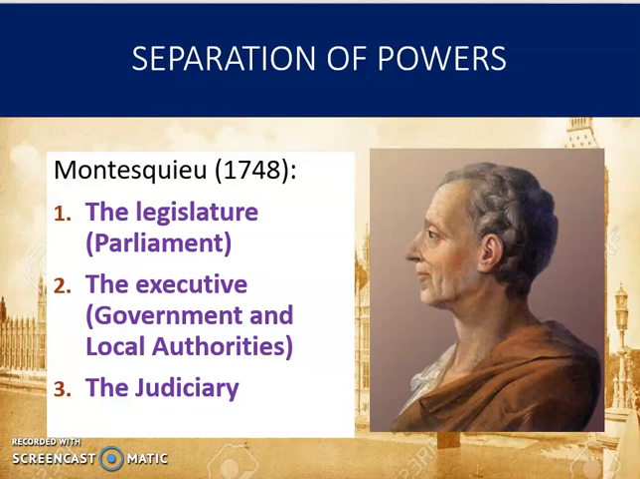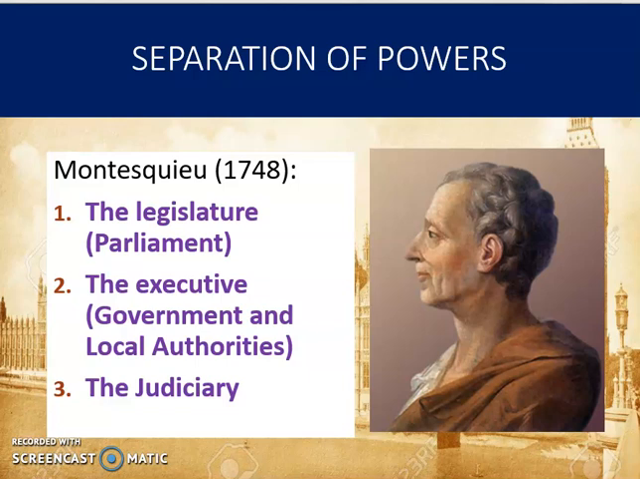And this means that power is distributed to separate branches. We've got three branches of any state recognised by Montesquieu: the legislature, the executive, and the judiciary. In explaining this theory, Montesquieu said, quote, "There is no liberty if the power of judging is not separated from the legislative and executive. If it were joined to legislative power, the power over the life and liberty of the citizens would be arbitrary, for the judge would be the legislator. If it were joined to executive power, the judge could have the force of an oppressor."